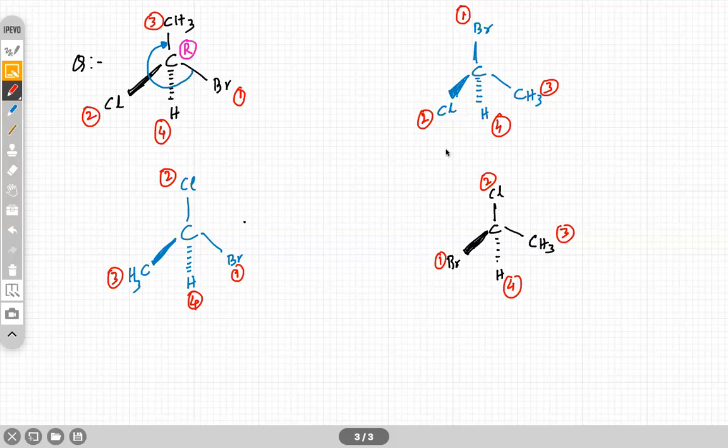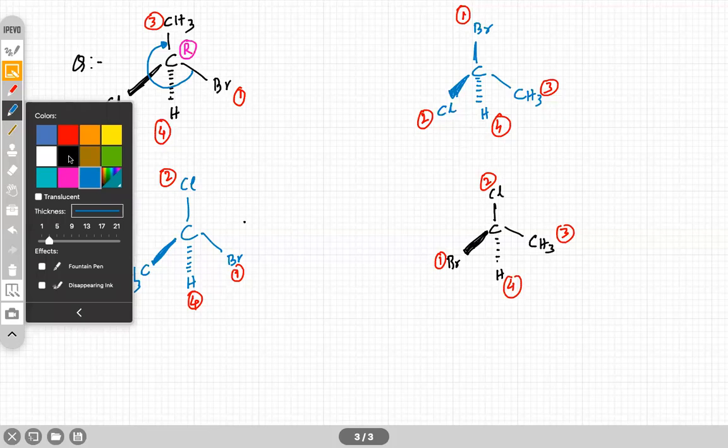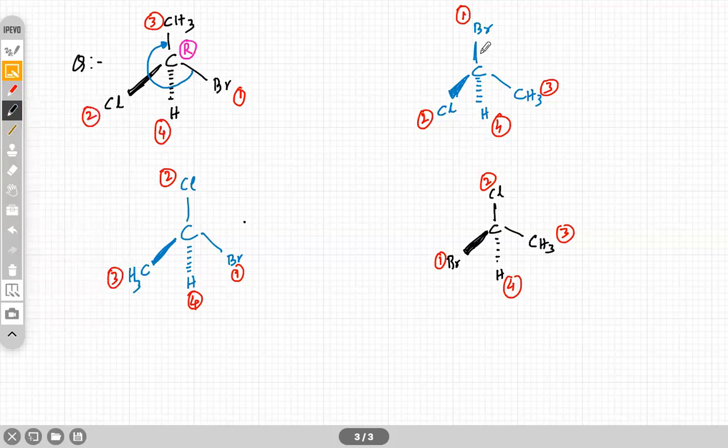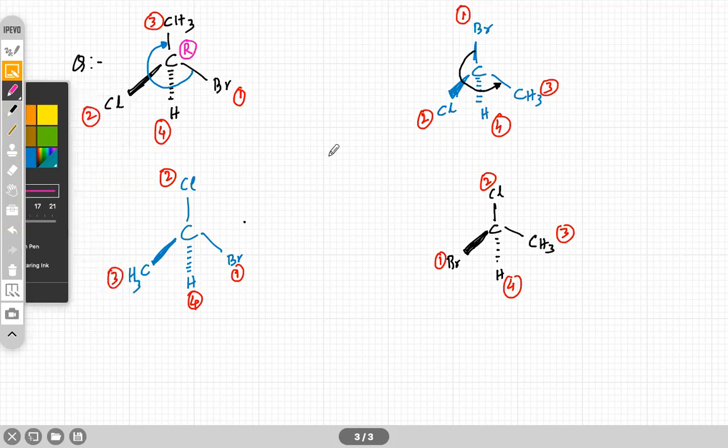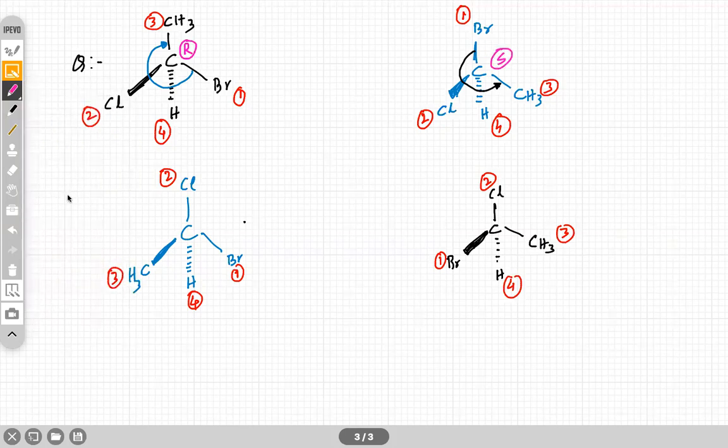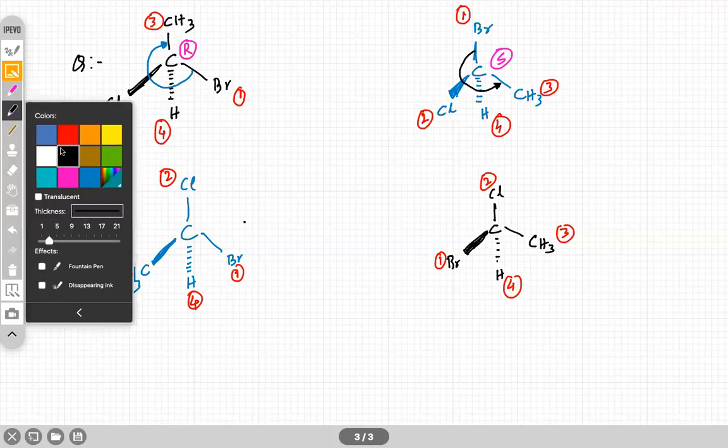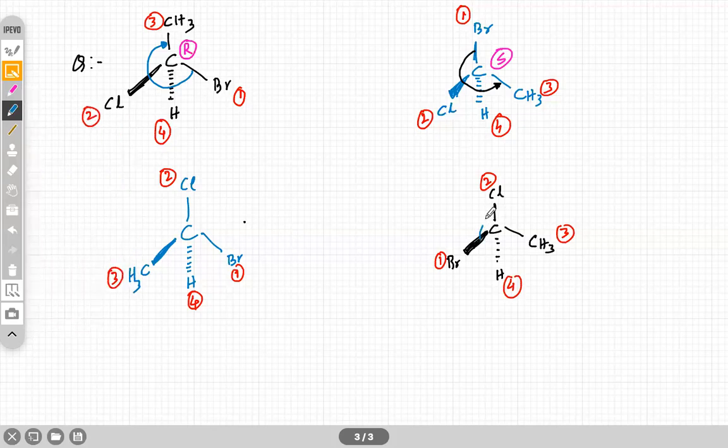Now you see here, if you see this rotation from 1 to 3rd, we have to go via 2. So we have to go from here and like this, right? So it is anti-clockwise orientation, and hence the configuration is S here. Next one, you see from 1 to 3rd we have to go, which is this one. From 1 to 3, it is clockwise orientation, and hence it is R configuration.